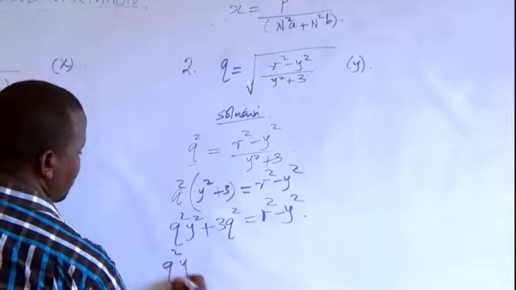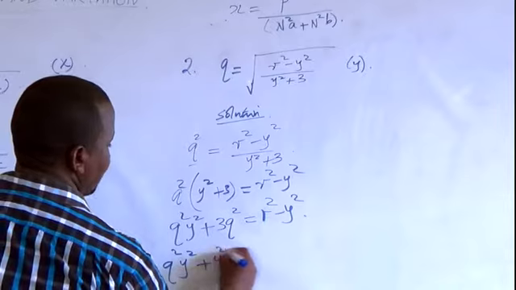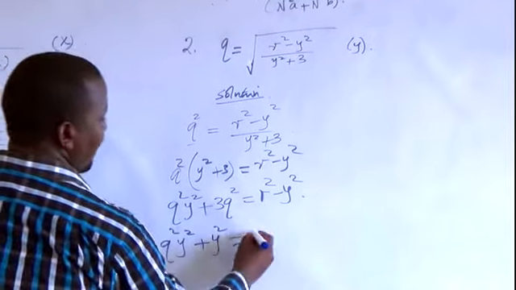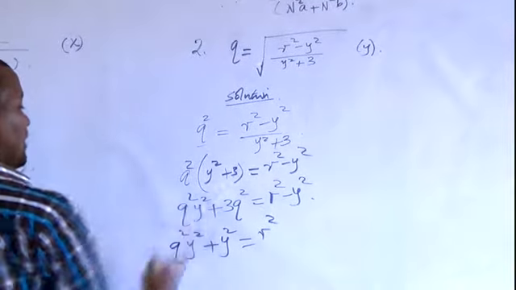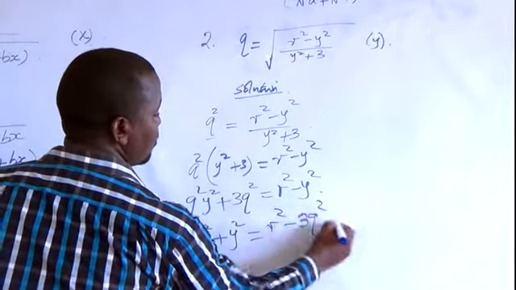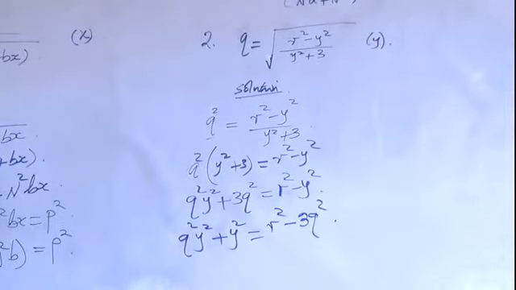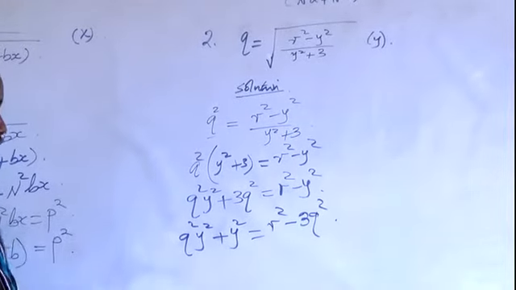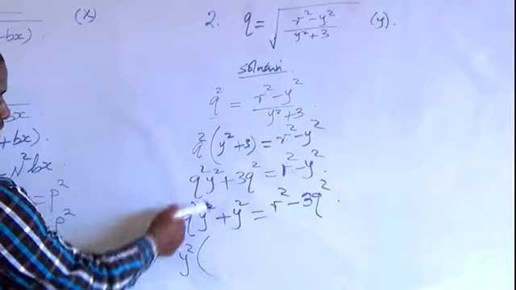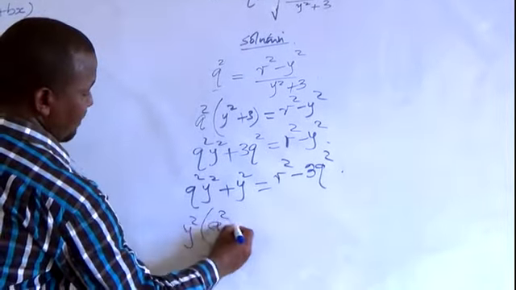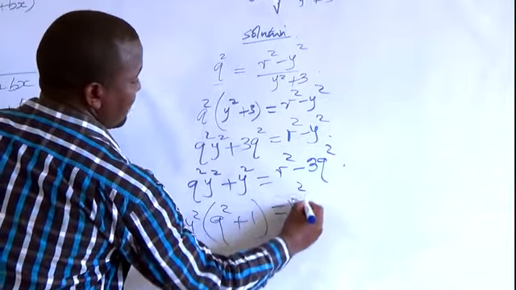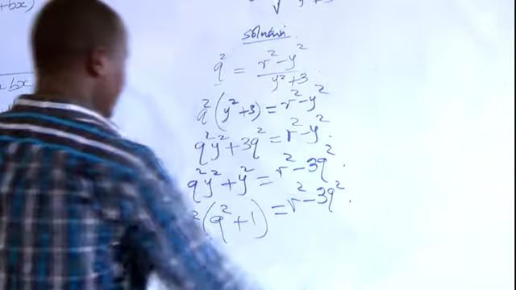We have q squared y squared plus y squared, because this is negative, when it comes to the left hand side it becomes plus, is equal to r squared. We have 3q squared on the left hand side; when you take it to the right hand side it becomes minus 3q squared. So in this case, we can factorize y squared, it's common to both. So we will have y squared, then into bracket q squared y squared over y squared, we get q squared, plus y squared over y squared is 1, is equal to r squared minus 3q squared.